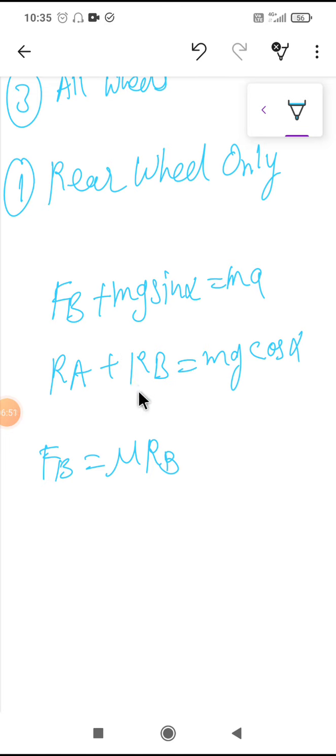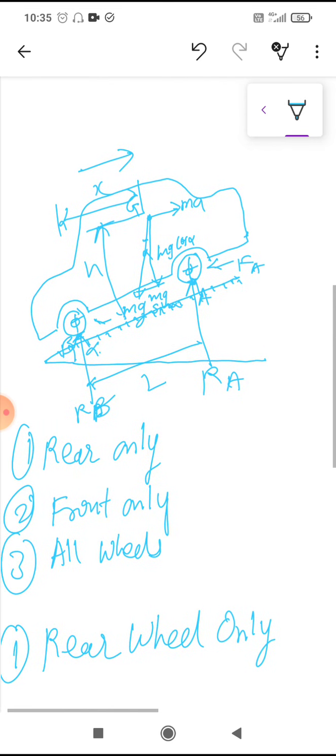Now let's take moment at G, that is the center of gravity here. So taking moment, we'll get that FB into h. FB is acting in this direction, FB into h.